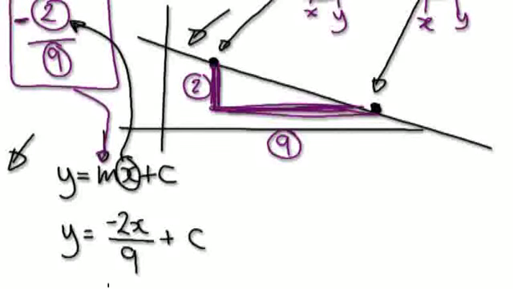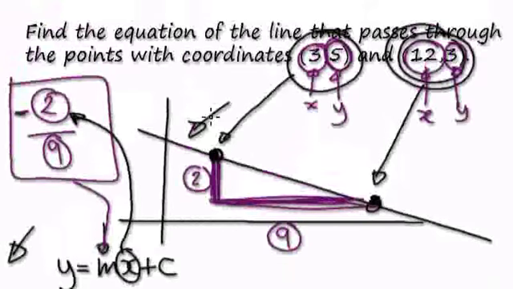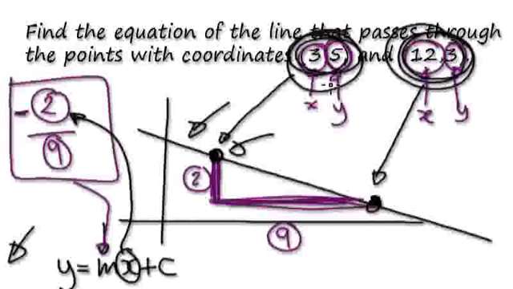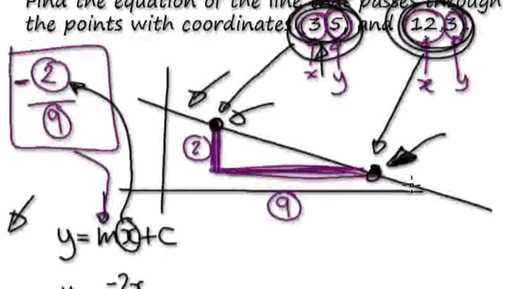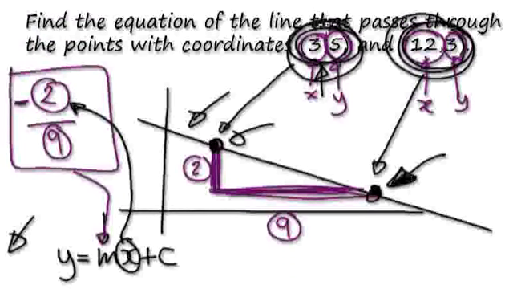Now we need to know what c is, so we select a point on the line. We could use this one or this one. I'm going to use this one here, because these two numbers are easier to work with than 12, slightly easier because they're smaller. That's the only reason. You could use this one if you want. It doesn't matter that much. Let's just use 3 and 5.